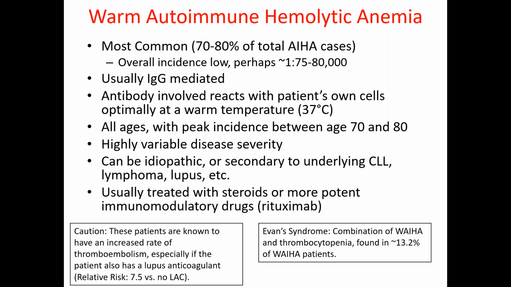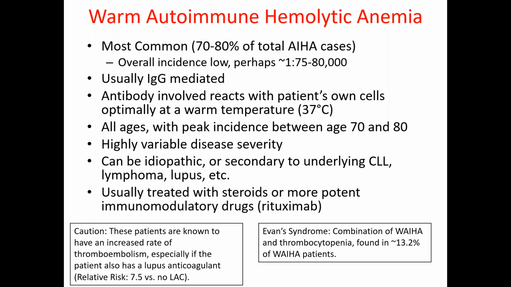But this is a typical autoantibody that reacts with the patient's own red cells, typically at warm temperatures, including core body temperatures of up to 37 degrees centigrade. It can happen in all ages. However, there's a peak incidence of warm autoimmune hemolytic anemia for people in their 8th, 9th decade of life, and it can be highly variable.